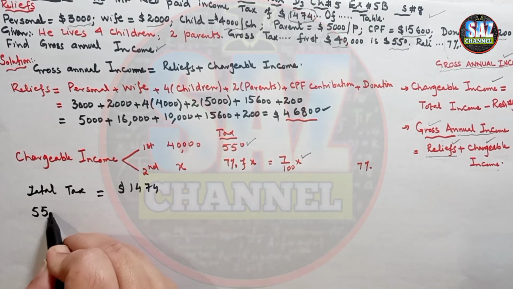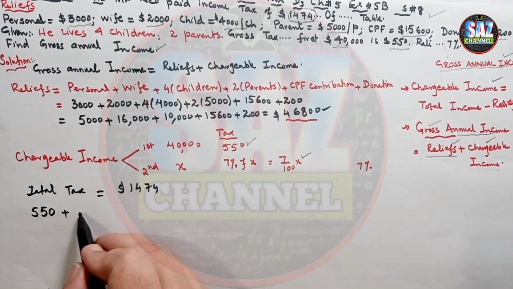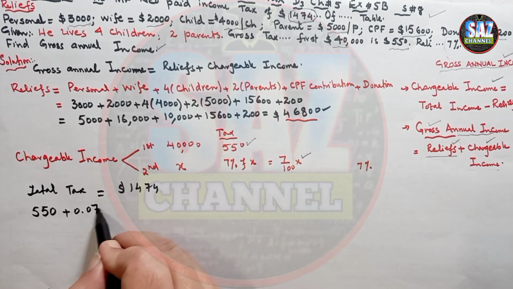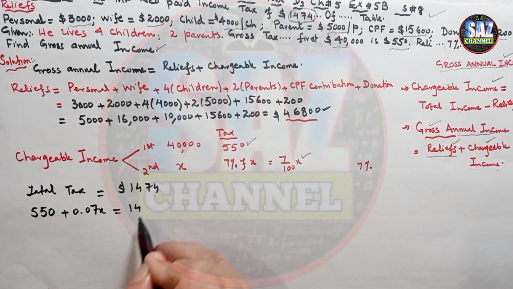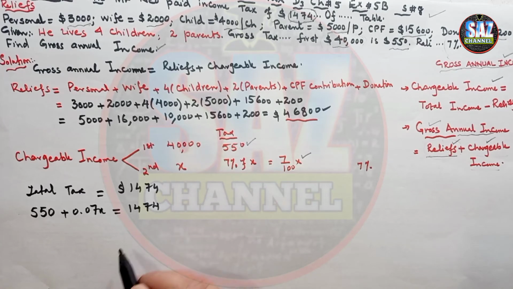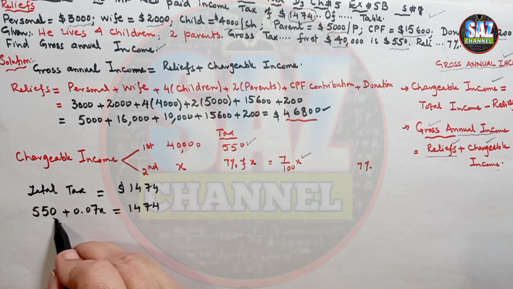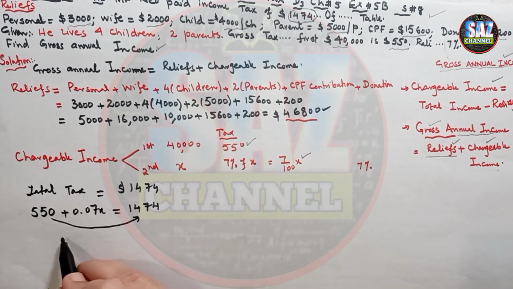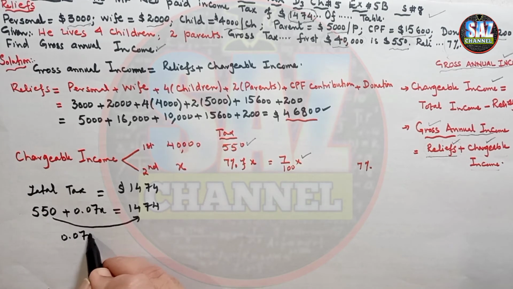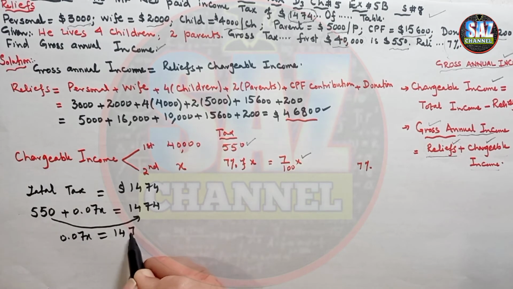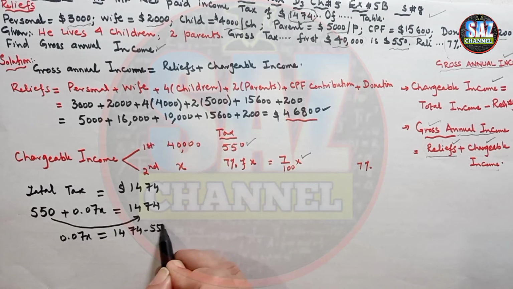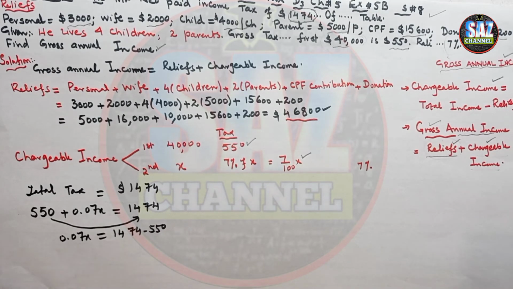Now I can make an equation. You can see that we are making use of algebra as well. 7 over 100 can be written as 0.07x, and I can equate it with the total tax which is 1474. Now I have to shift this 550 to the other side. 0.07x equals 1474 minus 550, and let me calculate the answer. 1474 minus 550 will give me 924.